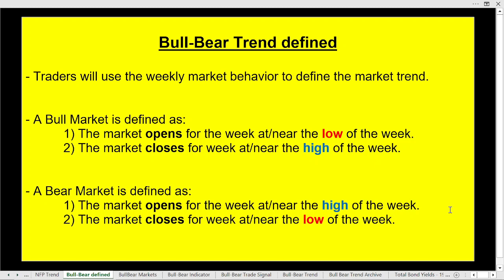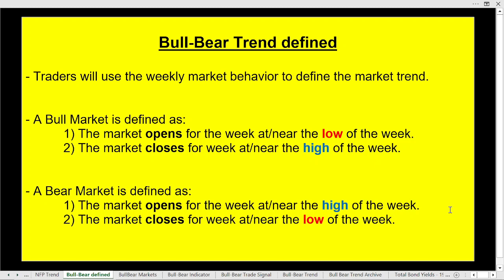Now we know a bull market is one that trends higher. The bull market in this case is defined as a market that opens near or at the low of the week on Monday and closes near or at the high of the week on Friday. So if we look at our account statements on Friday, the stocks that we own will have gone up over the course of that week.